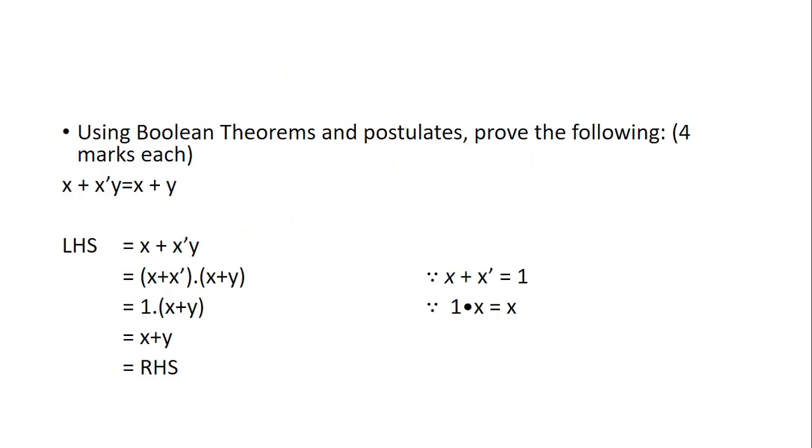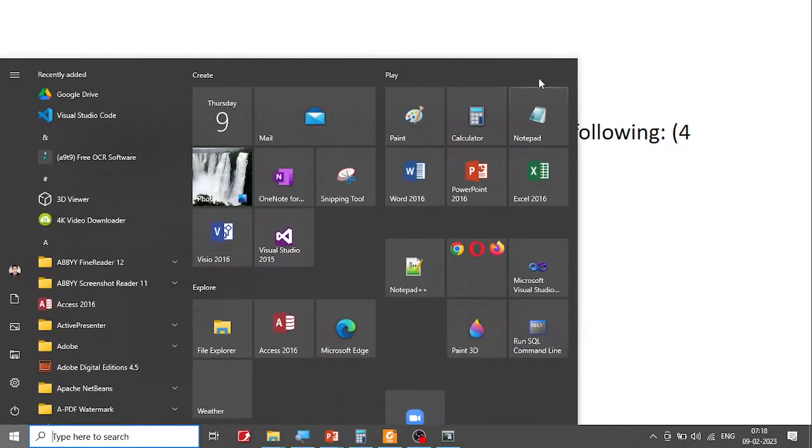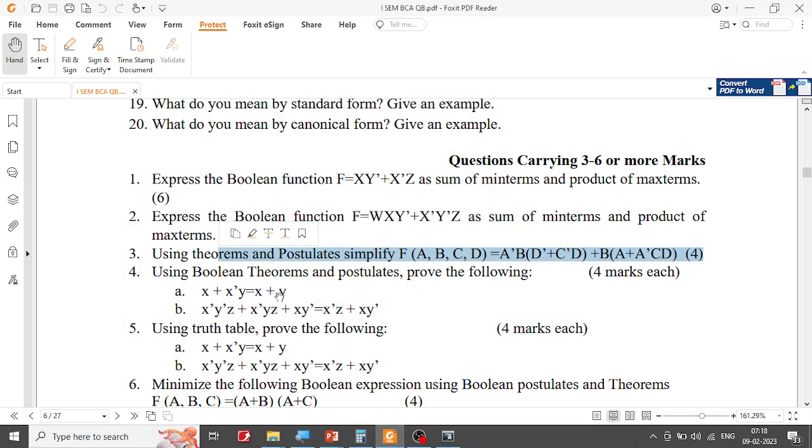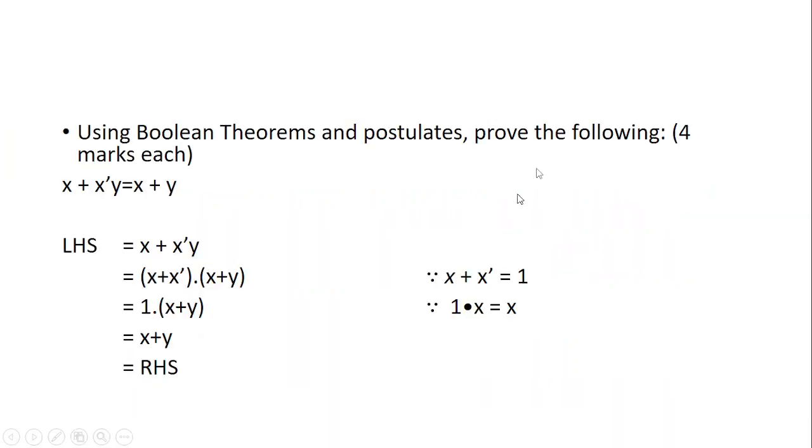Let us prove the next one. I think this will be the last one that I am going to solve. Which one? This one. Okay, prove that x plus x bar y is x plus y. This is what you are asked to prove. So prove that x plus x bar y is equal to x plus y. Take the left hand side term, LHS. What is x plus x bar y? Multiply it. You have no choice. Multiply x with the x bar, multiply x with the y.